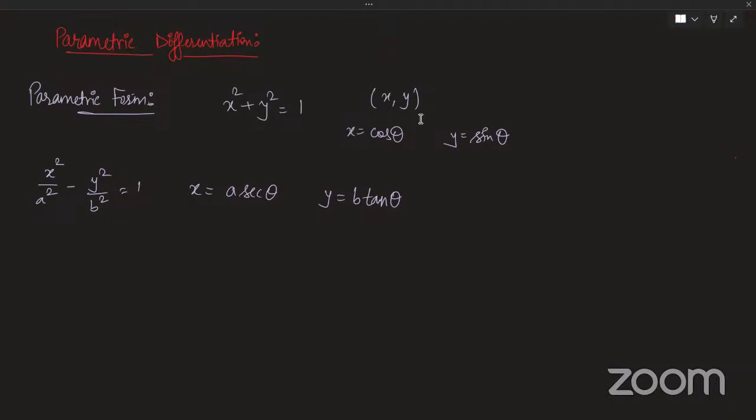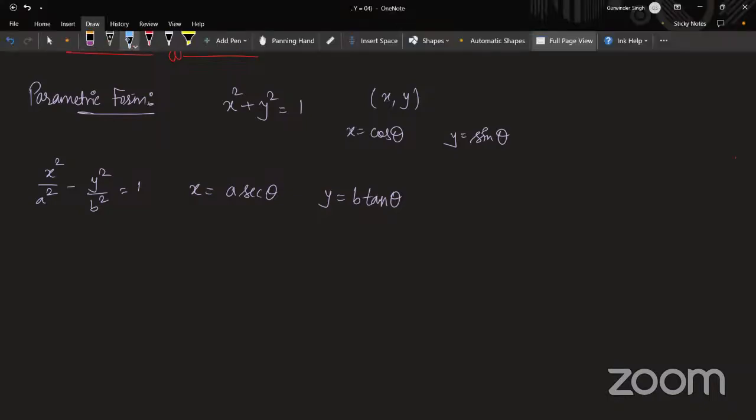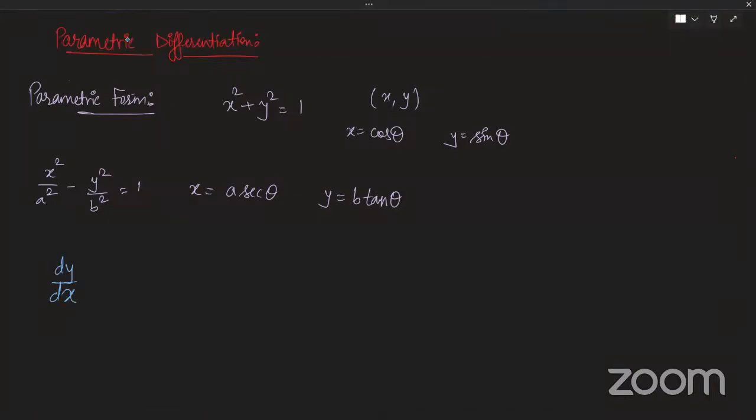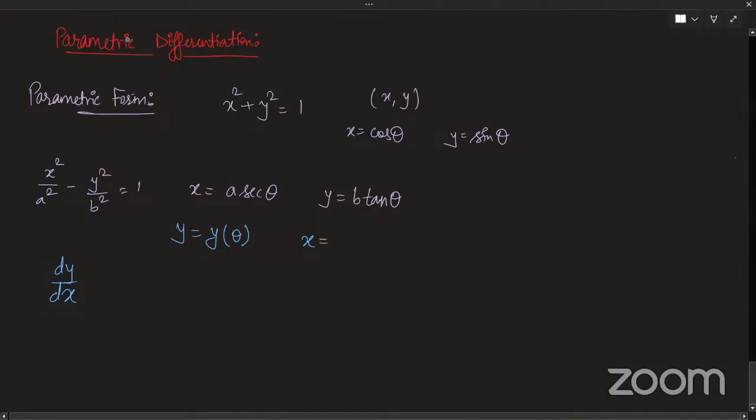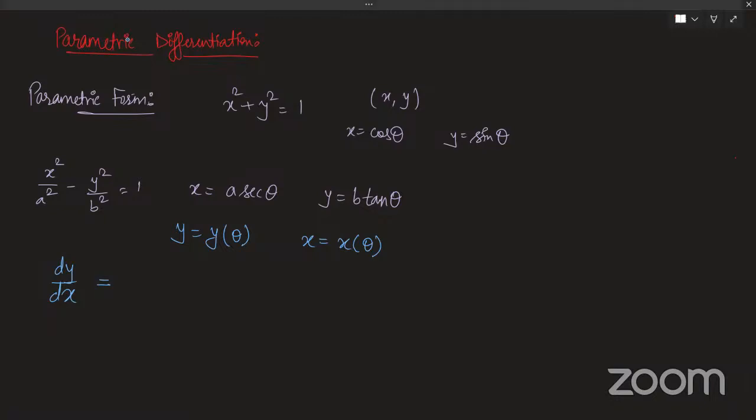So basically what is happening is that I am representing my variables x and y in terms of a third parameter theta. And now if I ask you to differentiate y with respect to x, what will you do? The issue is, I know y in terms of a parameter theta, and I know x in terms of a parameter theta. How will I differentiate one function with respect to another function? Anyone remembers 2 classes back?